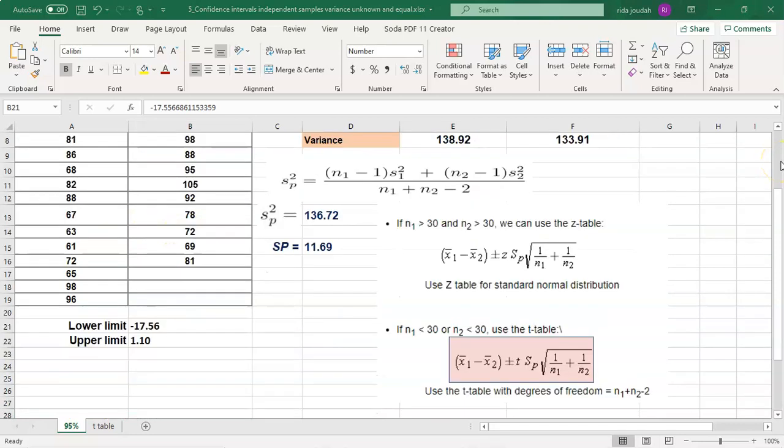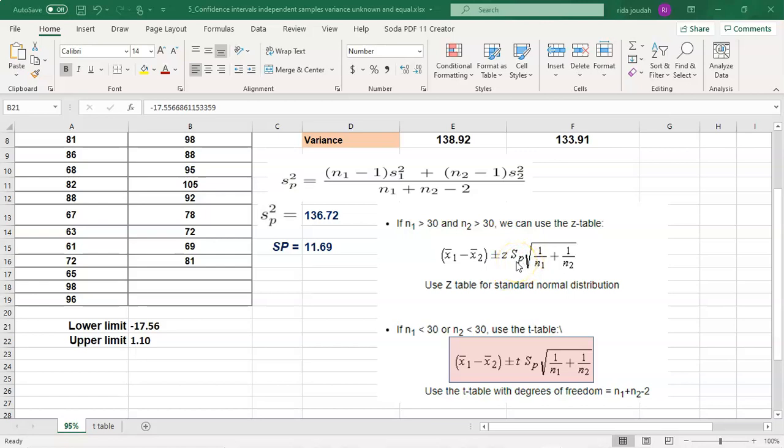To calculate the confidence intervals, we have two formulas. The first one is for when the sample sizes of the two samples are greater than 30 observations. If both of them are greater than 30, we can use the z-test. And if one of them, N1 or N2, is less than 30, we need to use the t-test. However, these two formulas are very similar, except for the z and t values, because we are going to use something called the pooled standard deviation.